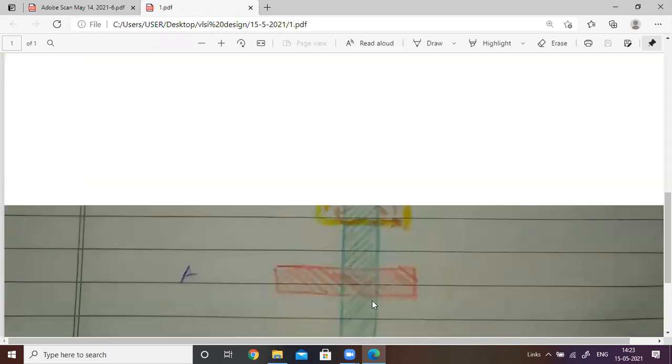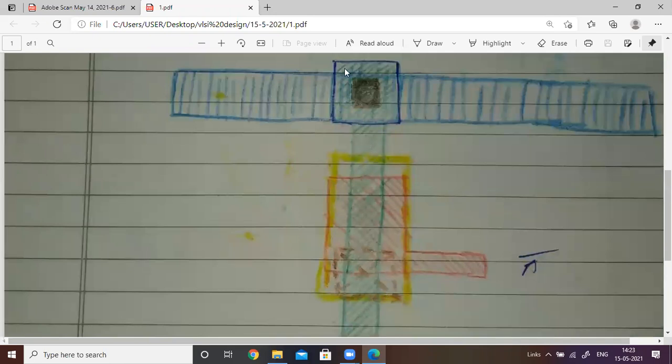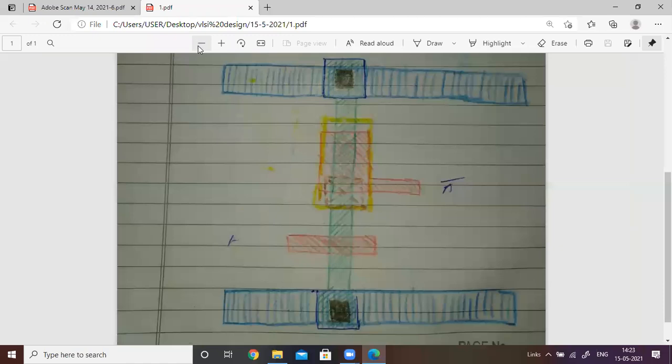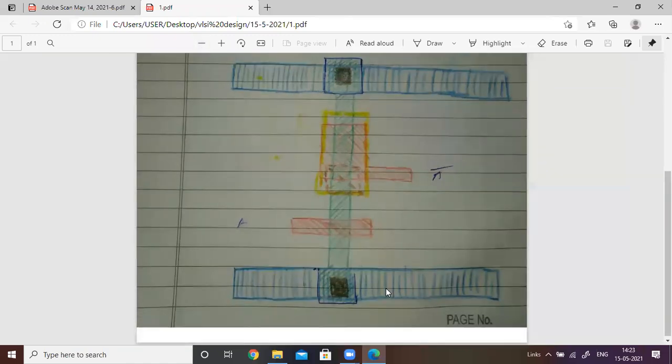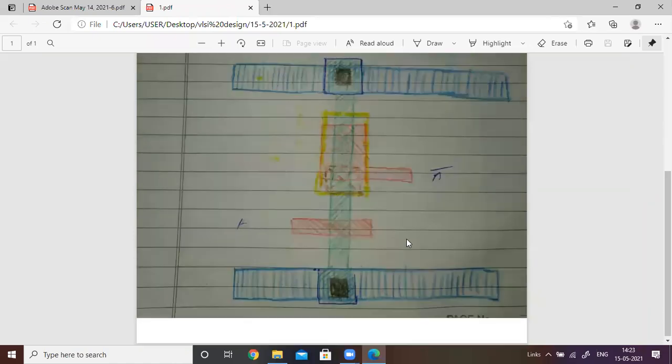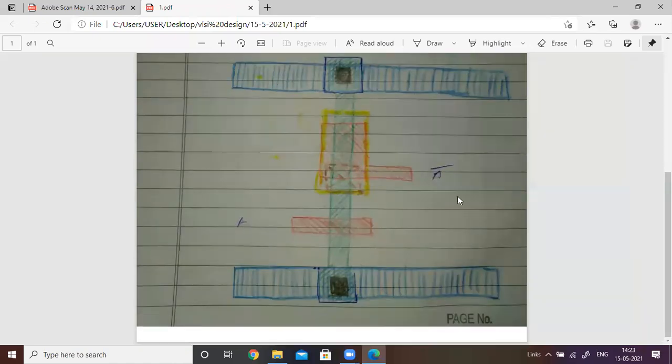NMOS inverter, right? This is the NMOS inverter. The layout diagram of the NMOS inverter is simple. Once you draw the schematic, depending upon the schematic, you can draw the stick diagram, and depending upon the stick diagram, you can draw the layout diagram, right? Remember that point. Okay. Any doubts in this topic?